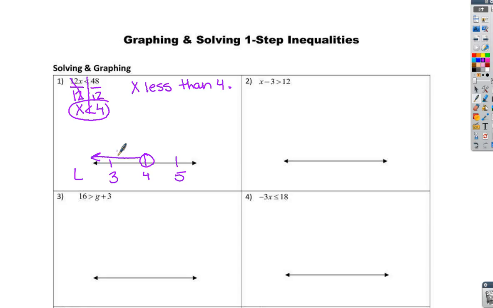So any number going this direction would make this inequality true. So 3 is less than 4, that's true. 2 is less than 4, that would be true.